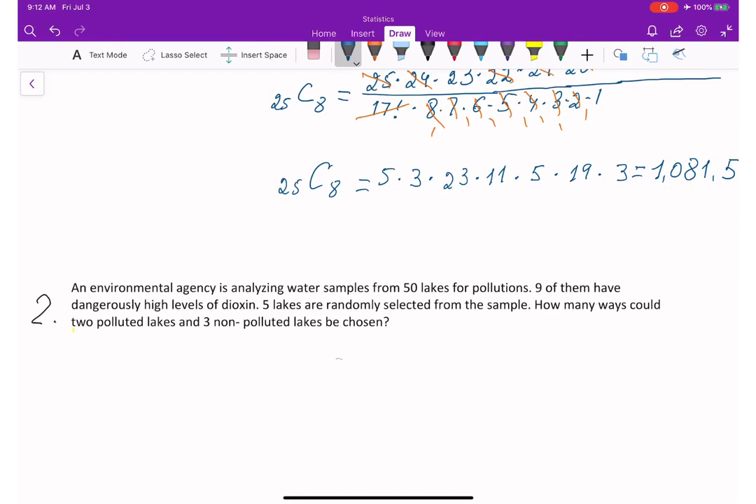Okay, so we have what? Total 9 have been dangerously dioxined, and out of them 2 lakes are polluted. So what do we have here?